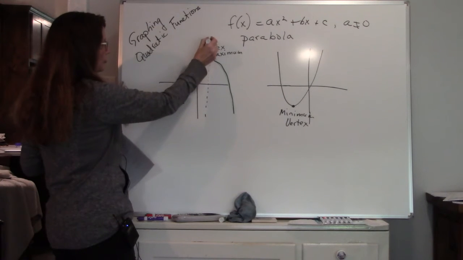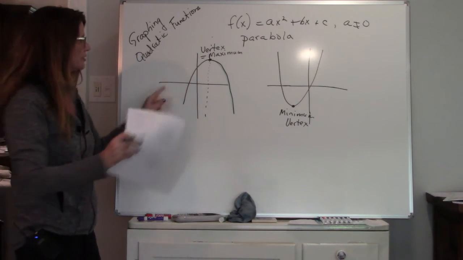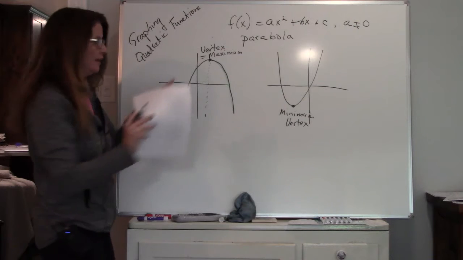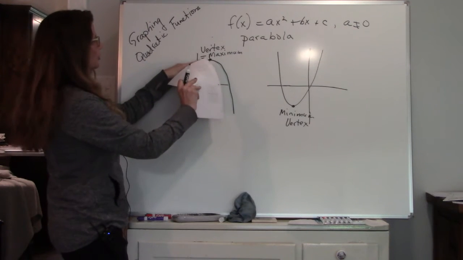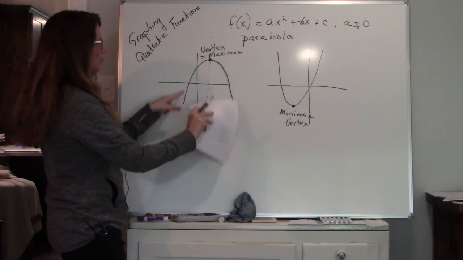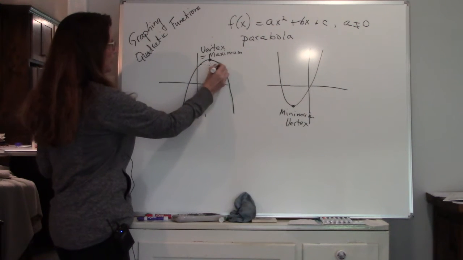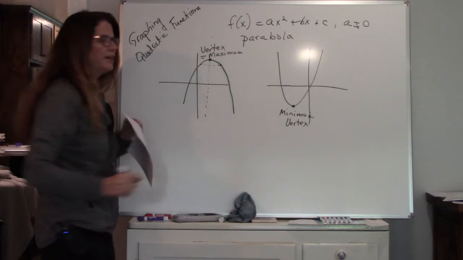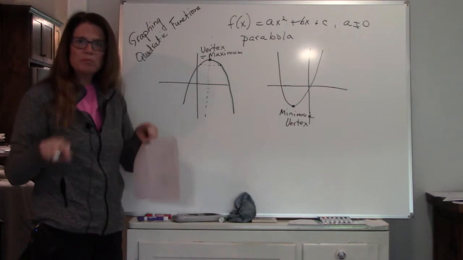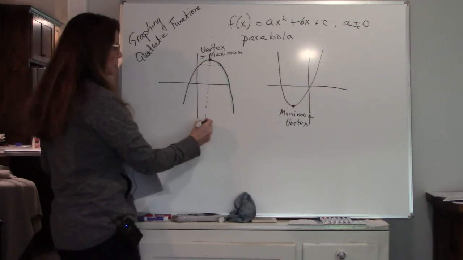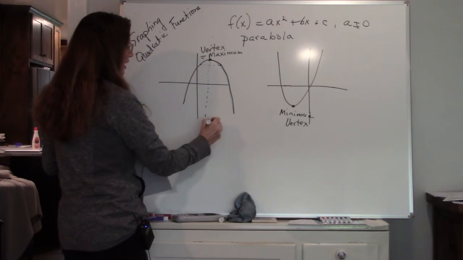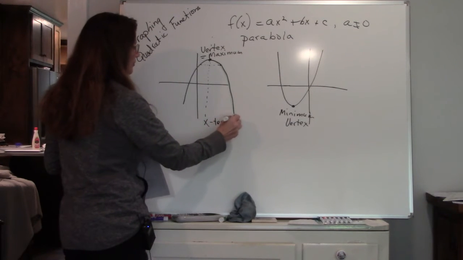So if I put a vertical line right through my vertex, you can see, and you have to pretend because it's my drawing, you can see that it is the same on both sides. So this point here is the same distance away from the vertical line as the other side. So it's symmetrical about the x term of the vertex.